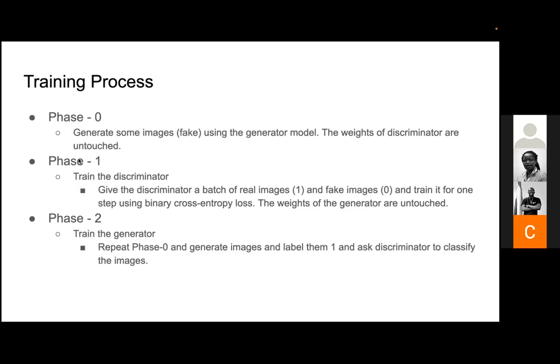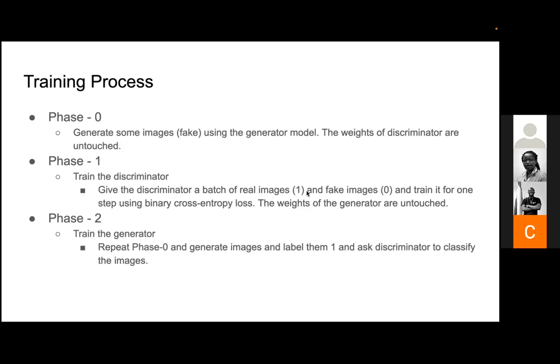And in phase one, we first train the discriminator. The spelling is wrong here, I guess, I don't know. The discriminator is given a batch of real images, which means the original images, and a batch of fake images that the generator created in phase zero. The real images are given the label one.